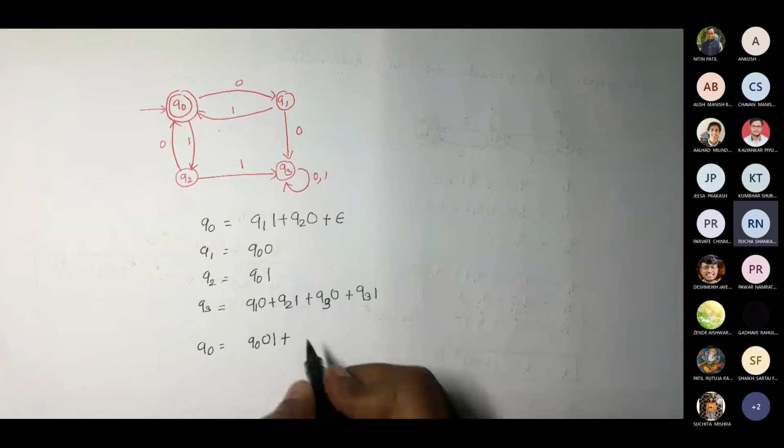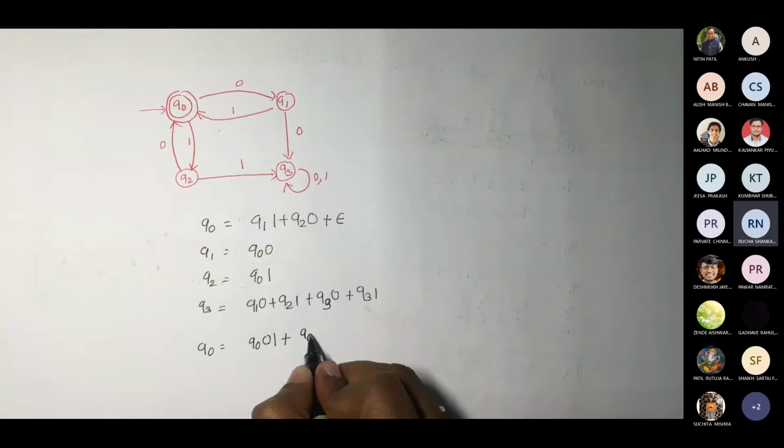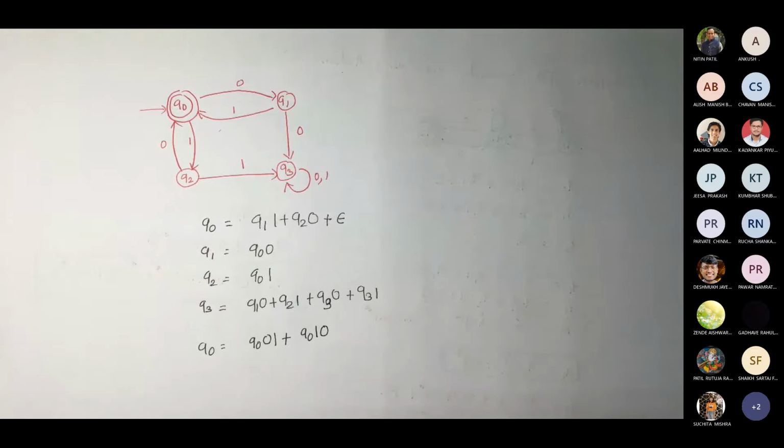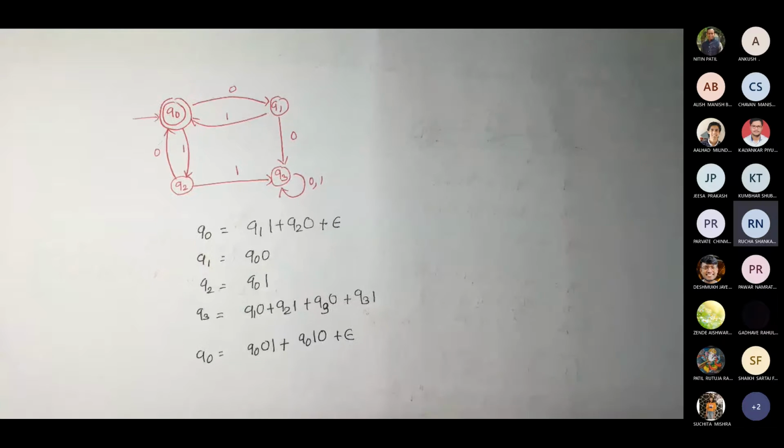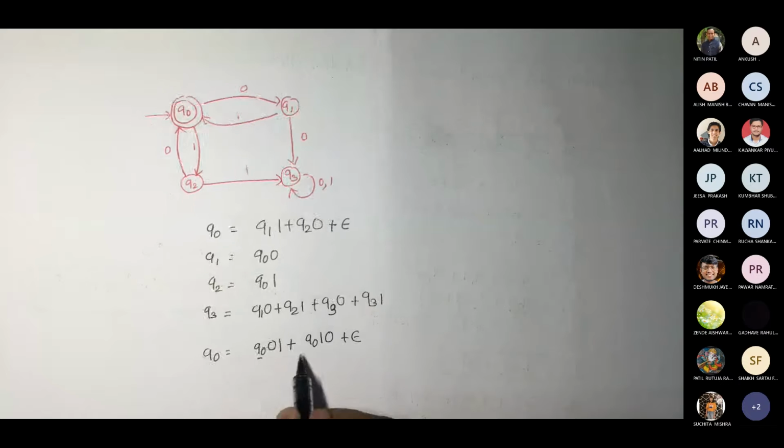Q0 1 0 plus epsilon. Okay. Now you can take Q0 common here.